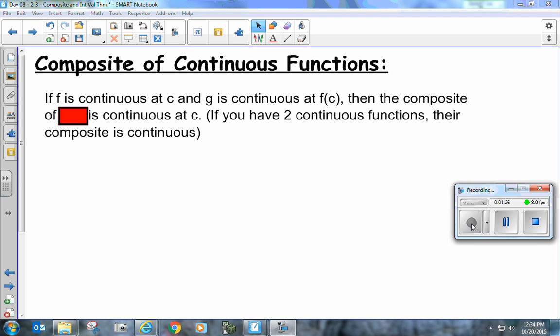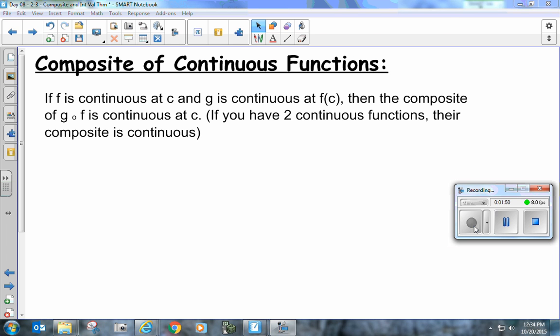Composite of continuous functions. If f is continuous at c, and g is continuous at f of c, then the composite of the functions, g of f, is continuous at c. If you have two continuous functions, their composite is continuous. Point blank, quite simple.